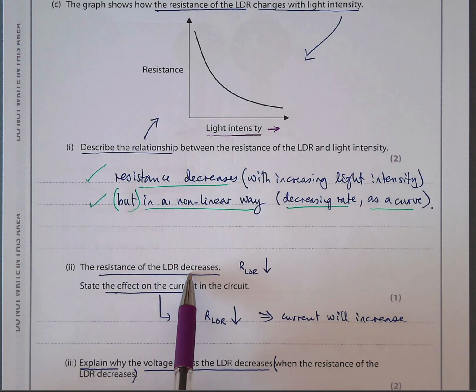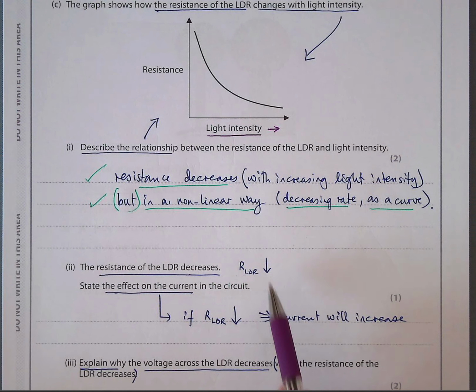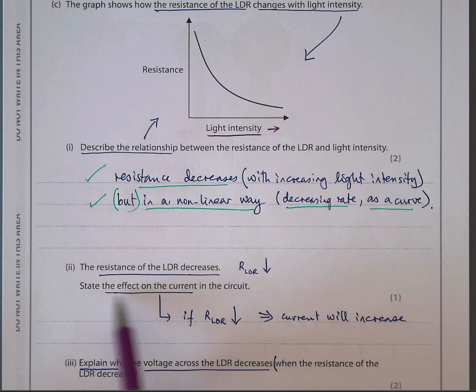So the resistance of the LDR decreases, we know that. So our LDR goes down. You shouldn't write it like this in the exam. You should make sure you write it out in full. So what will the effect be on the current if that decreases?